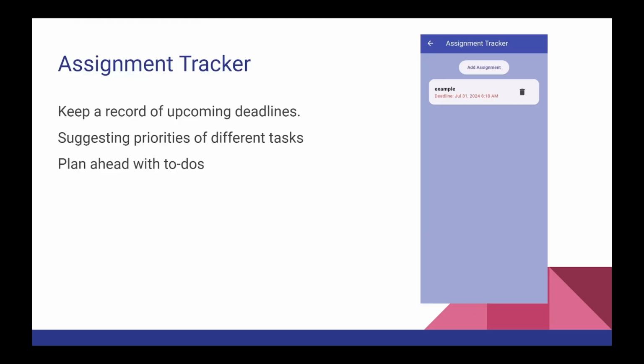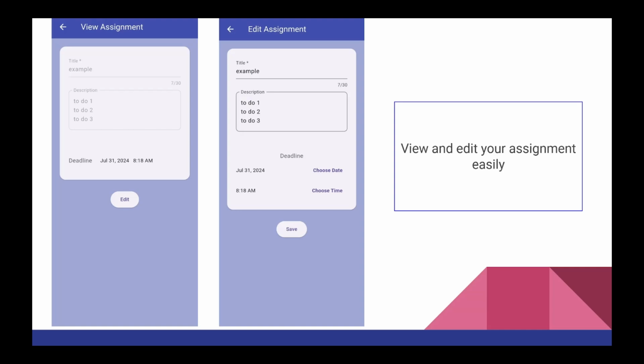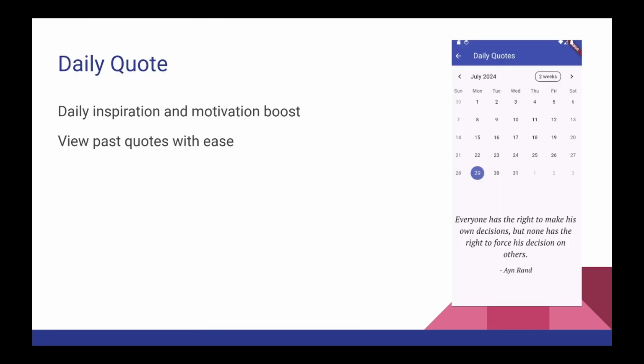Here is the assignment tracker to keep note of upcoming deadlines. Approaching deadlines are shown in red to encourage the user to prioritize completing them. This is the menu to view and modify assignments. You can put a list of to-dos in the description to track your progress as you go. Lastly, we have daily quotes. This is just here to provide some motivation to students who find themselves immensely fatigued. You can also fetch quotes from the past by selecting another date.